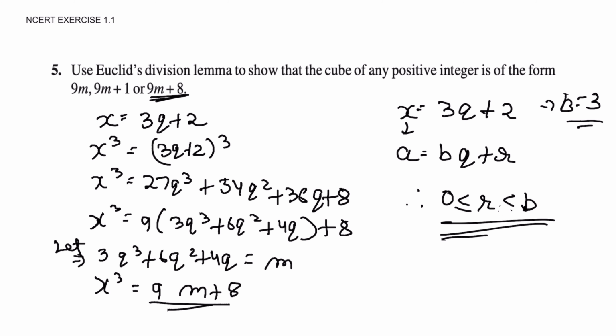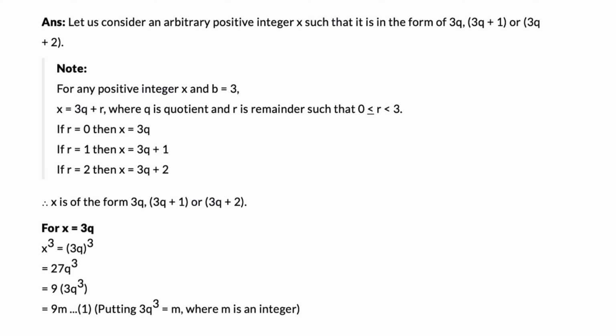Great. Now this solves this question. How do we use Euclid's division lemma to show that the cube of any positive integer is of the form 9m, 9m plus 1 and 9m plus 8? Great. Now you can see the solution here.